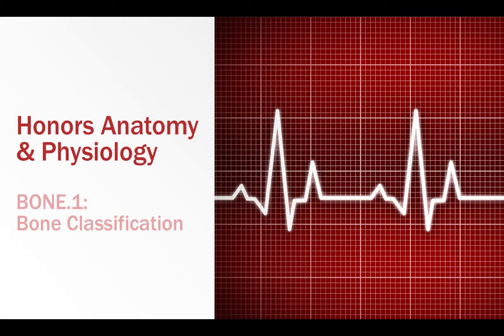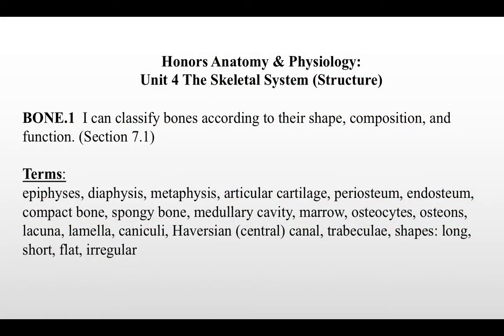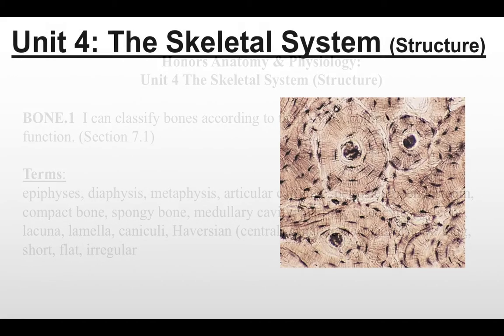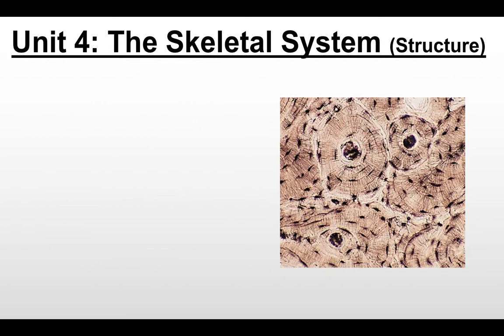For the first standard of our bone unit, we're going to be classifying bones based on their shape, as well as talking about some of the microscopic features of bone tissue. The standard reads, I can classify bones according to their shape, composition, and function, and we've entered section 7.1 of our textbook. All right, a fresh, clean page in your notes.